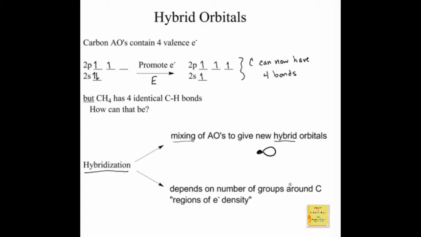Now, it turns out there's a variety of different hybridizations that carbon can undergo. And we'll see that the type of hybridization that carbon undergoes depends on the number of groups around the carbon. And we're going to call these groups regions of electron density. So we'll look at some examples and see how we can determine the hybridization that's required.